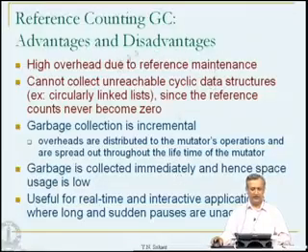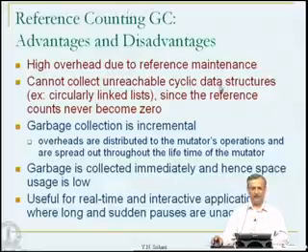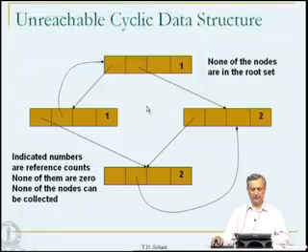What are the advantages and disadvantages of the reference counting type of garbage collector? The red ones are all disadvantages and the blue ones are all advantages. There is a very high overhead due to reference maintenance. For every assignment statement involving pointers, you do a plus plus or minus minus, etc. So, there is a lot of overhead due to reference maintenance. You have to keep manipulating the reference counter, and you cannot collect unreachable cyclic data structures, circularly linked lists. I will show you an example of this, since the reference counts never become 0.